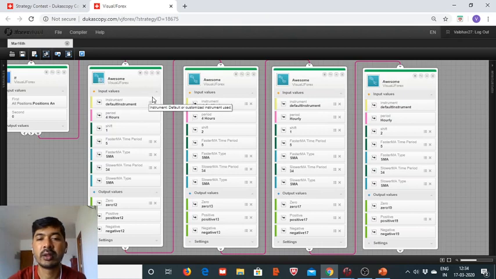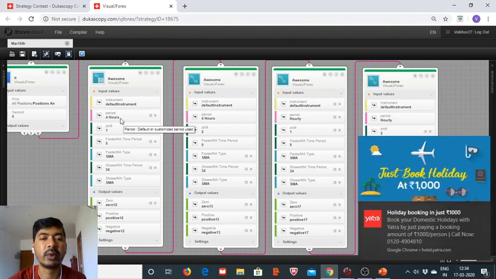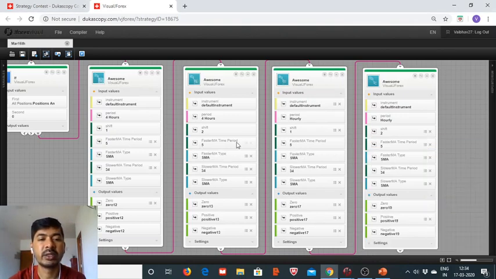This is the 4 hourly Awesome Oscillator indicator, and it has been defined for shift 1 and shift 2. The SMAs are going to be used. Fast period is 5, slow is 34, and these are the values: 0, positive, negative, positive, and negative 0.